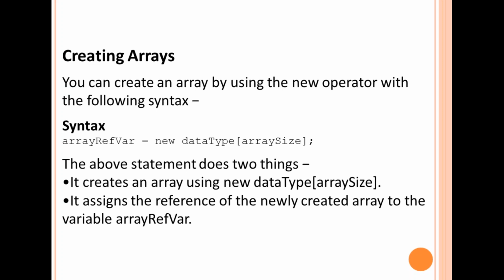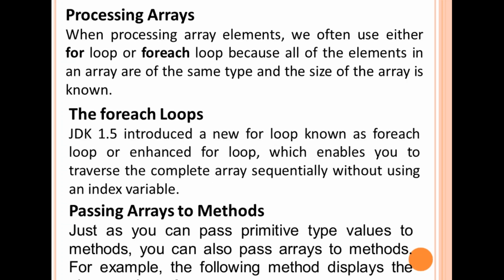Creating arrays. You can create an array by using the new operator with the following syntax: arrayRefVar = new dataType[arraySize]. The above statement does two things. It creates an array using new dataType[arraySize], and it assigns the reference of the newly created array to the variable arrayRefVar. Declaring an array variable, creating an array, and assigning the reference of the array to the variable can be combined in one statement.